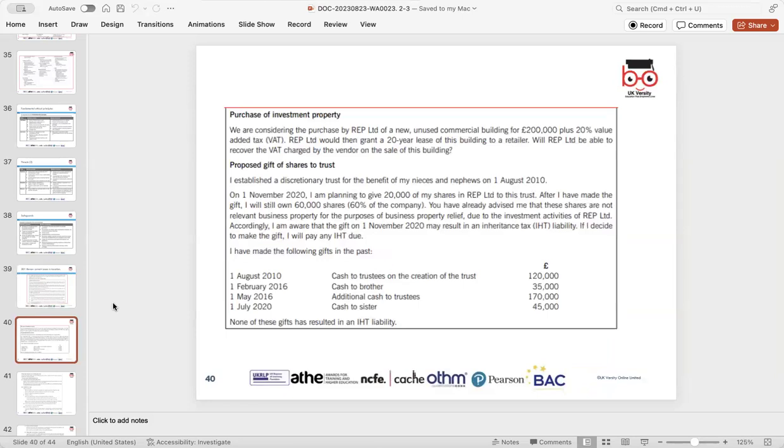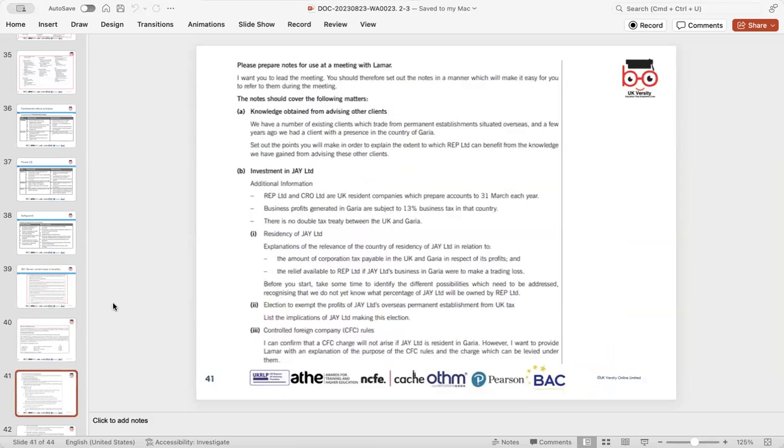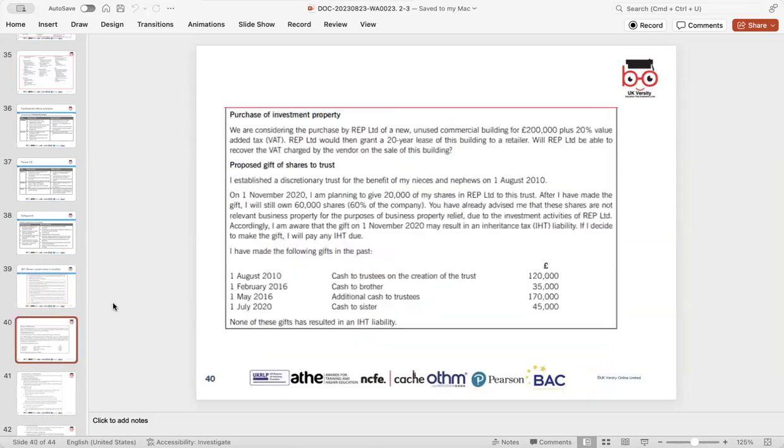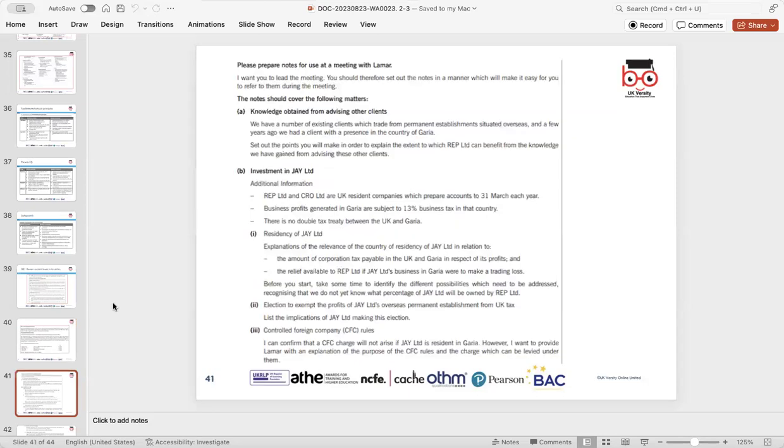So, Limar mentioned REP Limited wanting to buy a new building for £200,000 plus 20% VAT. REP Limited plans to rent out the building for 20 years. Limar wants to know if REP Limited can get back the VAT it paid when buying the building.